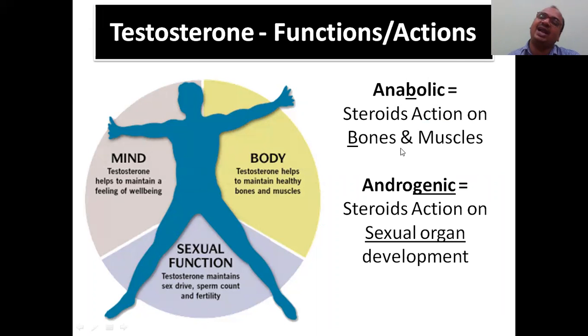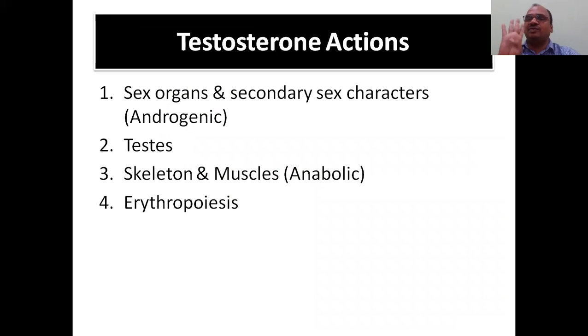See here, anabolic. What is anabolic and androgenic? A number of students are confused. Anabolic is nothing but steroid actions on the bones and muscles. Bones and muscle steroid actions. Androgenic is steroid actions on the sexual organs. See, here I have underlined genic. Genic means sexual organs. Anabolic, B is there, bones. You can keep it like this, bone and muscles. So I have given four main functions.